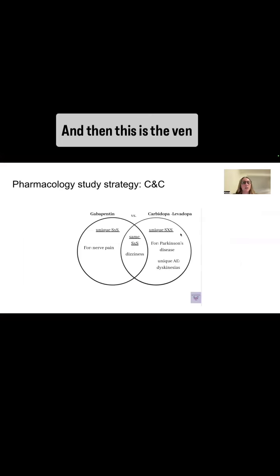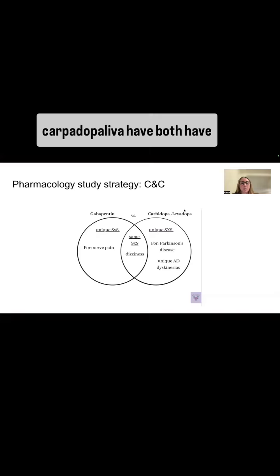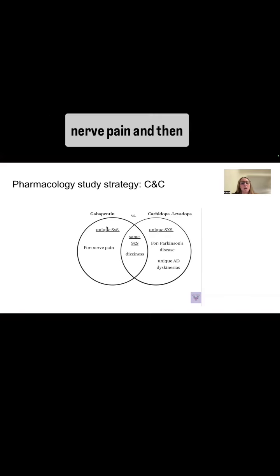And then this is the Venn diagram strategy, just comparing and contrasting the medications. So gabapentin and carbidopa-levodopa both have the sign and symptom of dizziness, but what's unique to gabapentin is it treats nerve pain, and then carbidopa-levodopa is for the Parkinson's symptoms, and a unique adverse effect is dyskinesia.